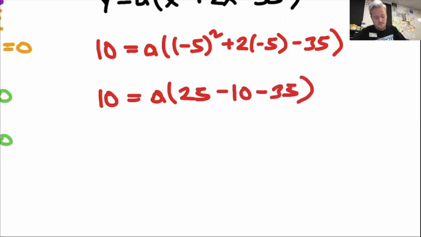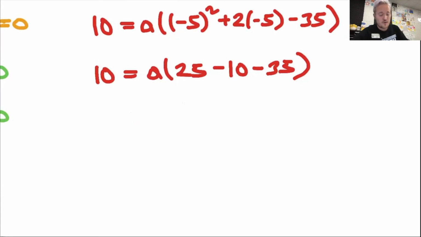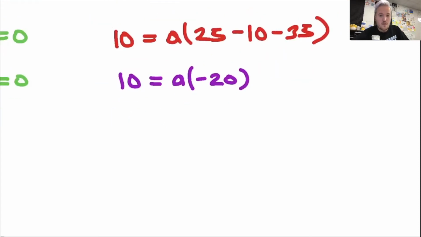All right, so now I'm going to write everything together. So 10 equals a parentheses 25 minus 10, which gives you 15, then 15 minus 35, which is going to give you -20. All right, now I want to divide over that -20.